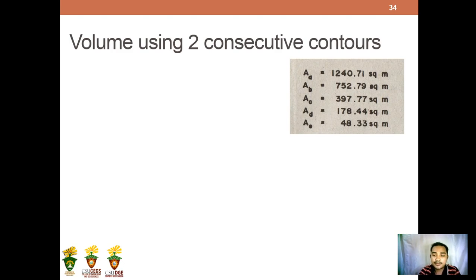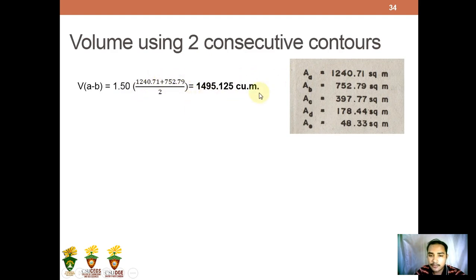So first, we need to have the partial volumes, which is the volume between two consecutive contours. So we have here the given areas. For the volume between contour A and B, we have the contour interval of 1.5 times the quantity of area of contour A, which is 1,240.71 square meters, plus area of contour B, 752.79, all over 2. That leads to be 1,495.125 cubic meters.